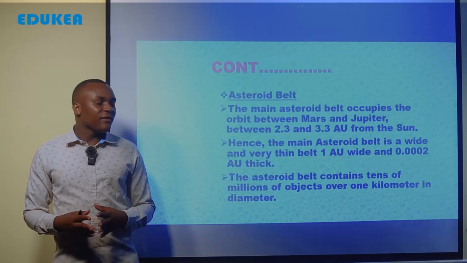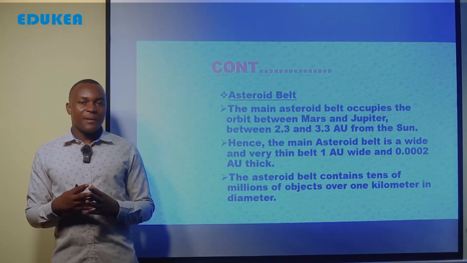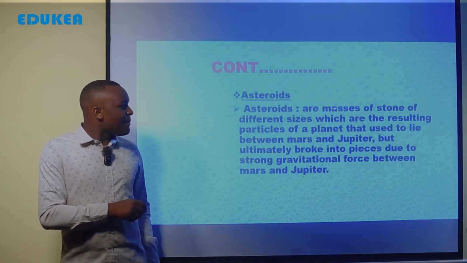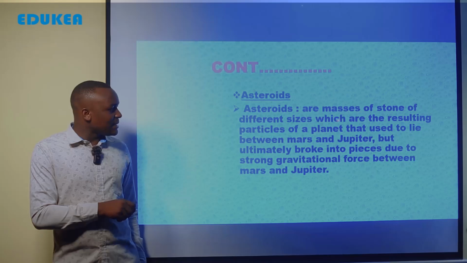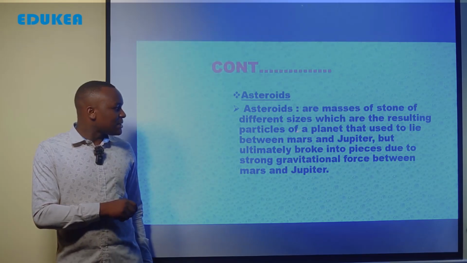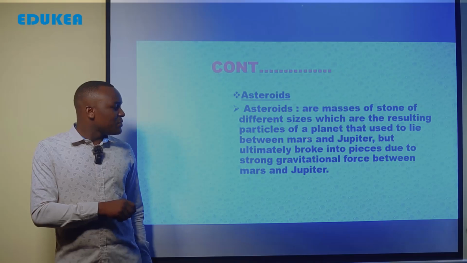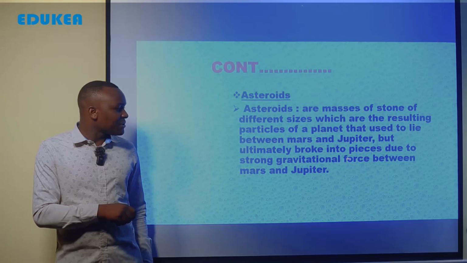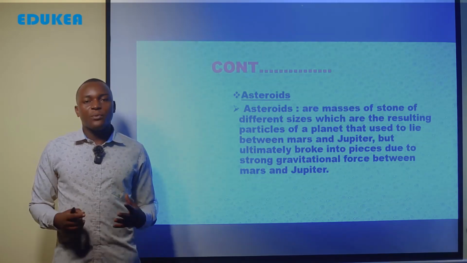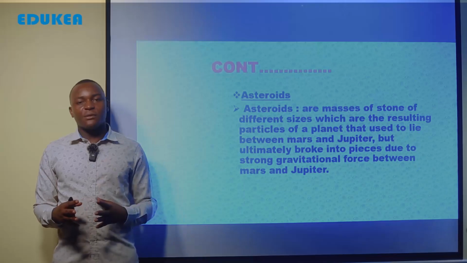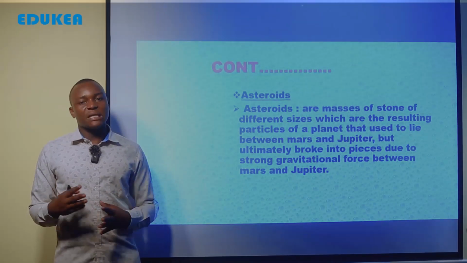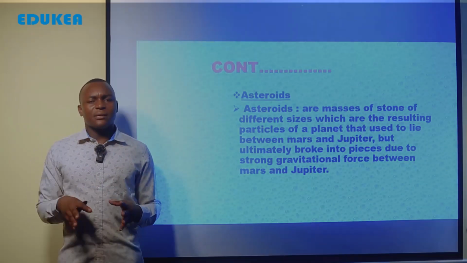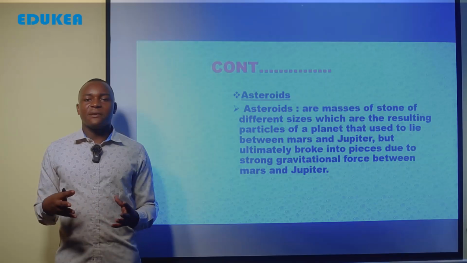We say that asteroids are masses of stone of different sizes, which are the resulting particles of a planet that used to lie between Mars and Jupiter, but ultimately broke into pieces due to strong gravitational force between Mars and Jupiter. We know that there is existence of gravitational force between one planet and another planet, between one object and another object. So due to the gravitational force, those rocks between Mars and Jupiter were broken and they formed in between Mars and Jupiter. So we call them asteroids.